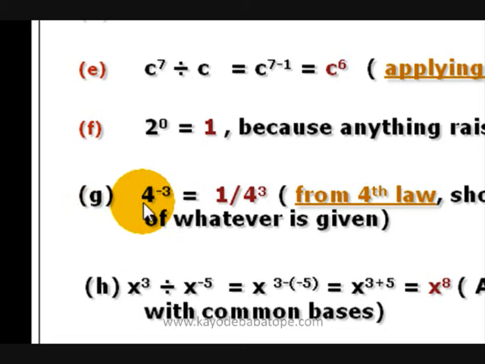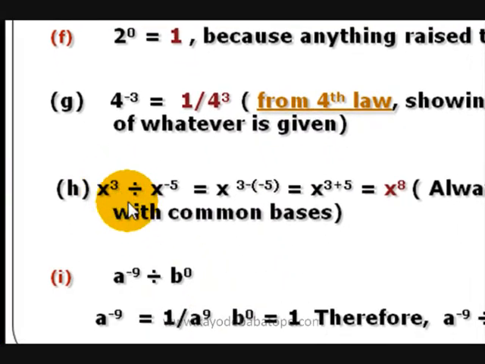Applying the fourth law, 4 raised to power minus 3 is the inverse of 4 raised to power 3. That is, 4 raised to power minus 3 is equal to 1 over 4 raised to power 3. Good.